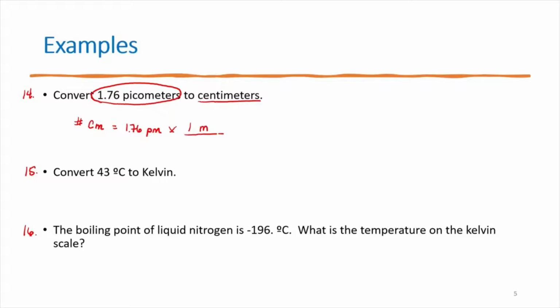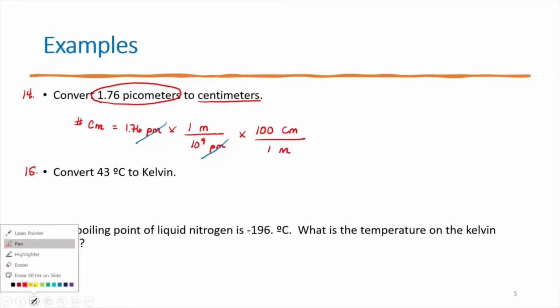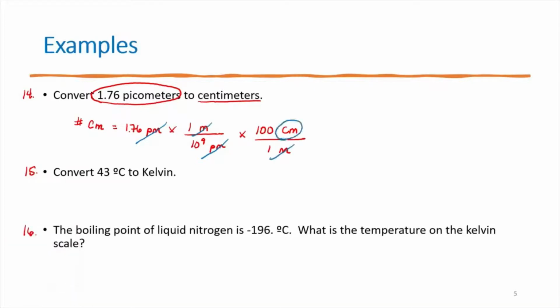I'm going to convert to meters, and I know it takes 10 to the 9th picometers to equal 1 meter. At this step, I've canceled out my picometers and I have meters. Now I'm going to use my conversion to go from meters to centimeters. I know there are 100 centimeters in 1 meter. That cancels out my meters and I have centimeters, which is what I want. When you calculate this out, you're going to find the answer to be 1.76 times 10 to the negative 7 centimeters.